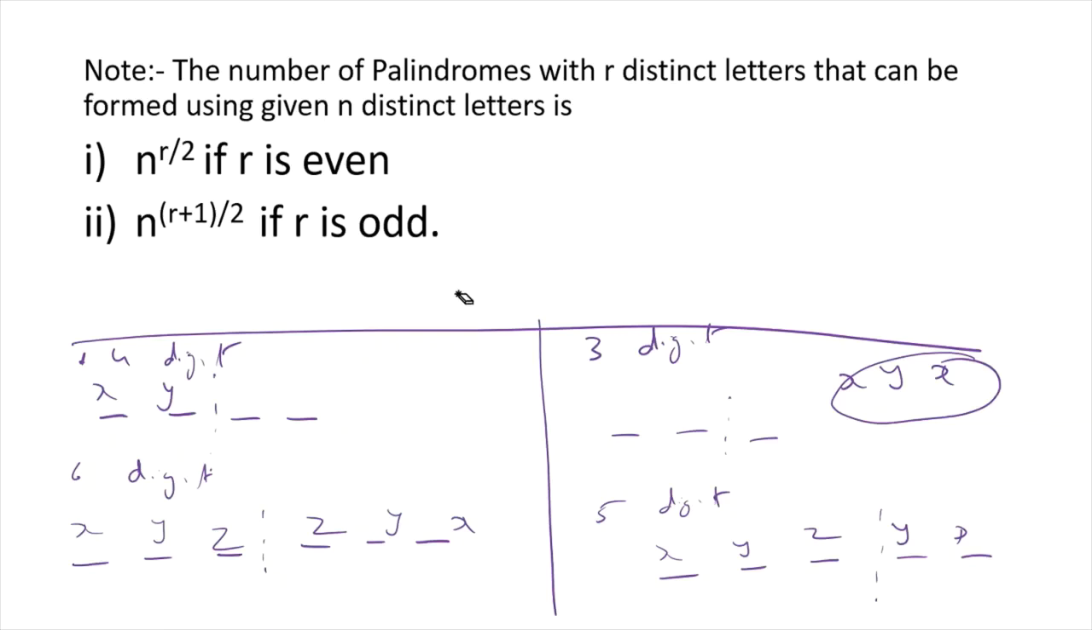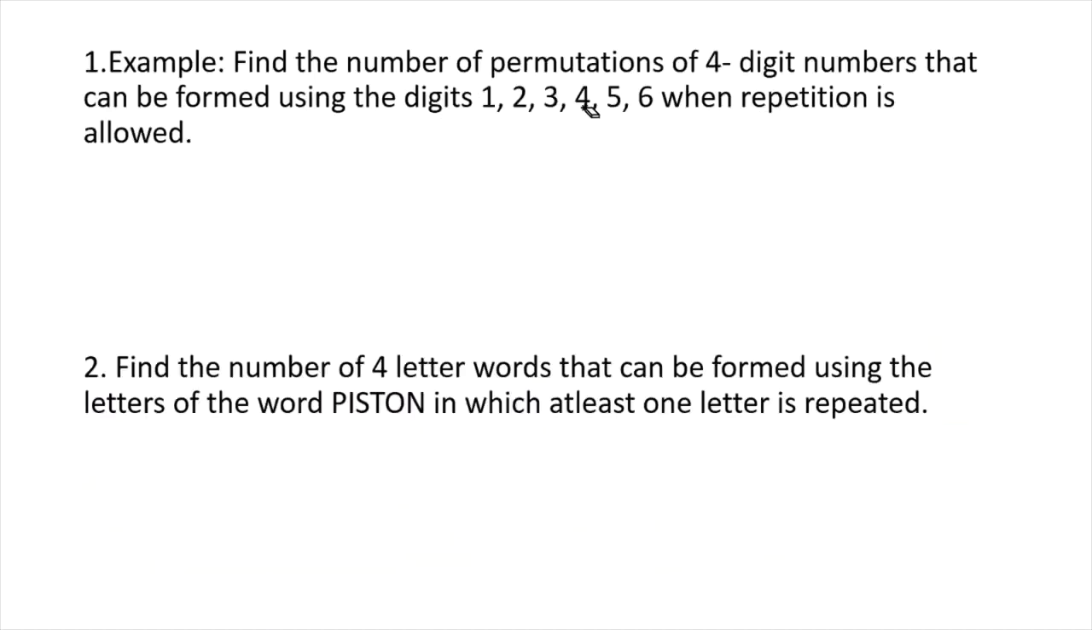Now we have a few examples related to permutations when repetitions are allowed. So with this we have finished all the concepts related to permutations when repetitions are allowed. So we have problems based on palindromes and we have problems based on the result n raised to R. The first example problem is like this.